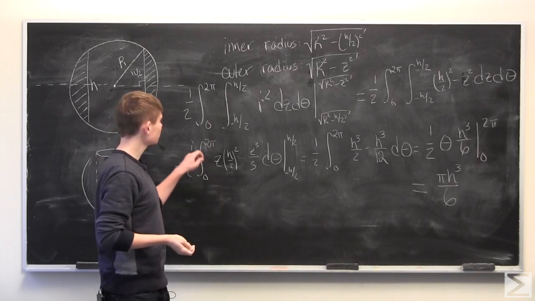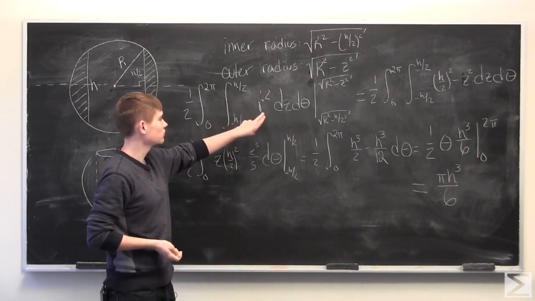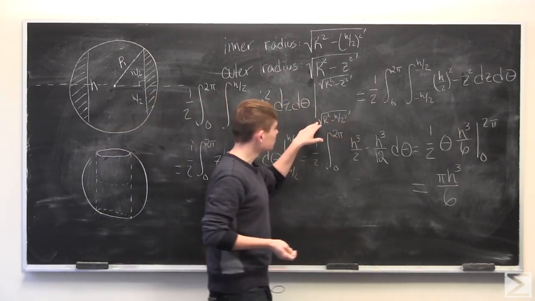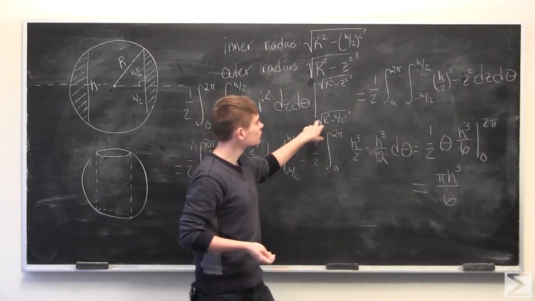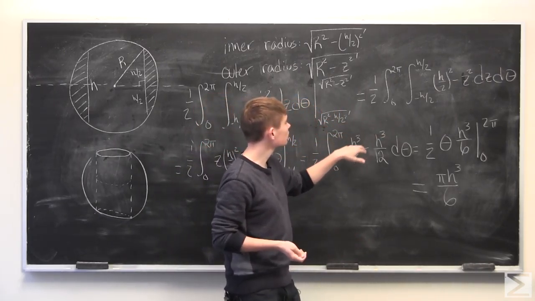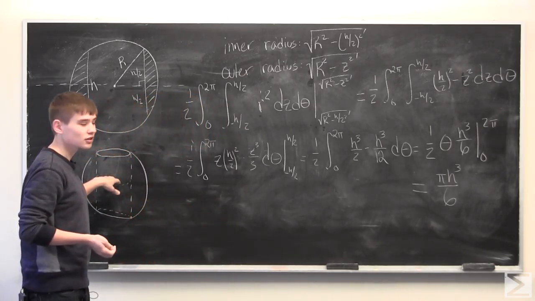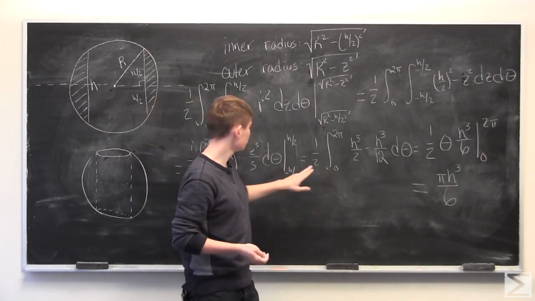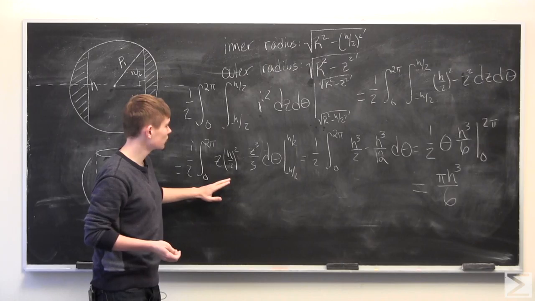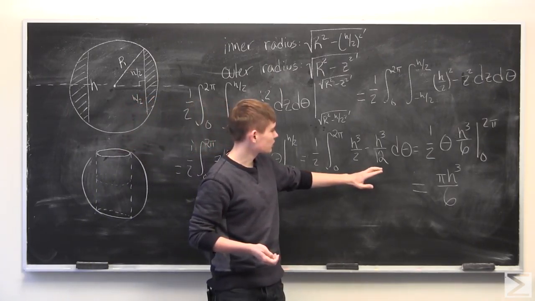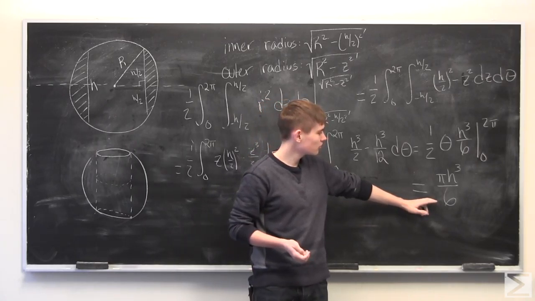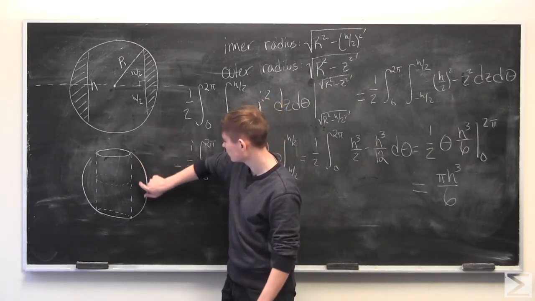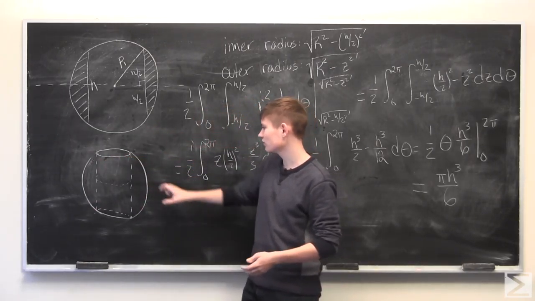Okay, and so what we've done is we integrated with respect to r first, and we get a 1/2 term, which we pull out. When we plug in, or when we do the definite integral, the r squareds cancel out, which is why this doesn't depend on the radius of the sphere. Then we keep integrating. We integrate with respect to z, and then we integrate with respect to theta, and we end up with pi times the height cubed over 6 is the volume of this solid.